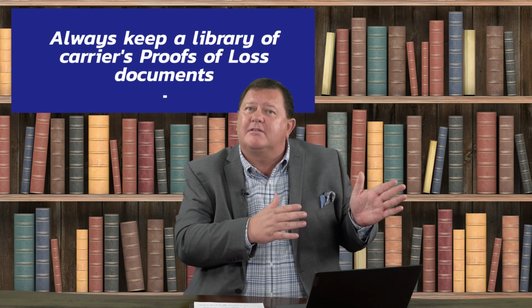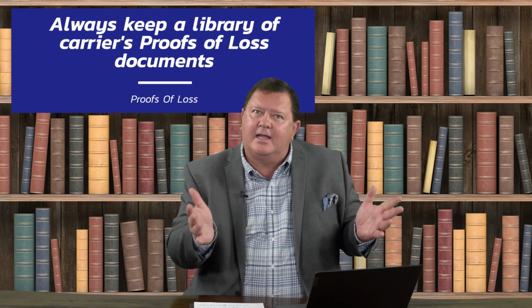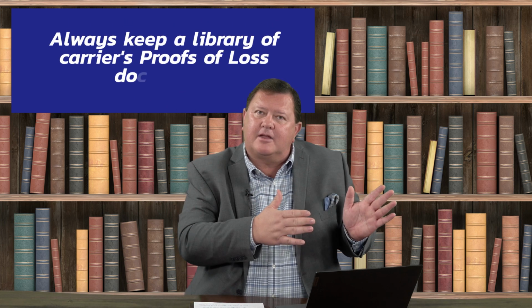I keep a bank of proofs of loss, so when I get a blank one, I just scan it in and I put it into my little bank of proofs of loss, so when I need one, I just go there to get it. And I don't have to try to beg the carrier for one, even though they're supposed to provide it and they never do. I can go to my bank of proofs of loss.